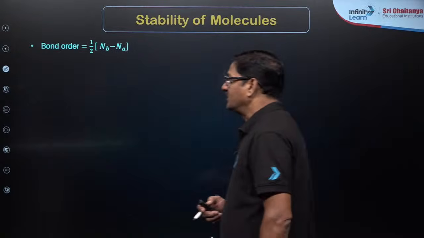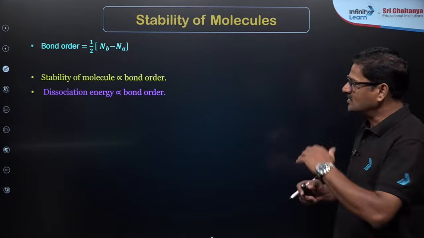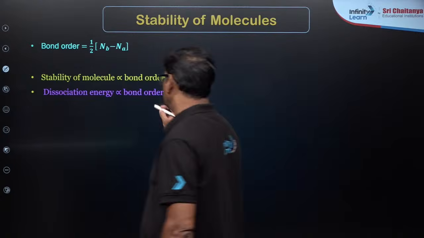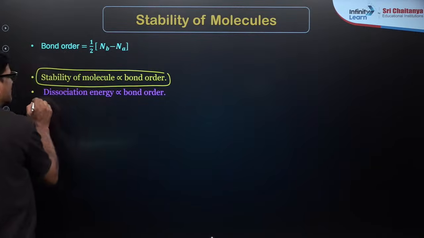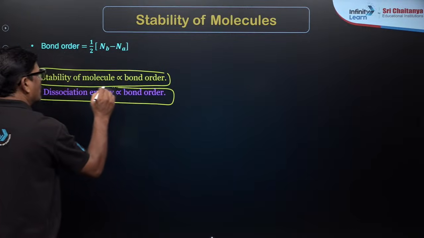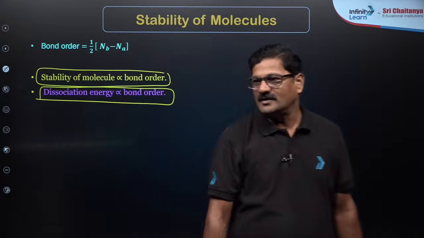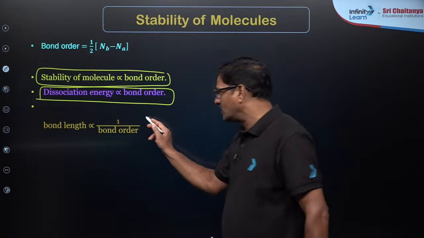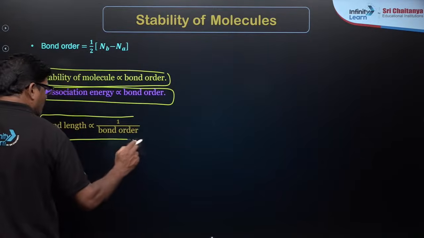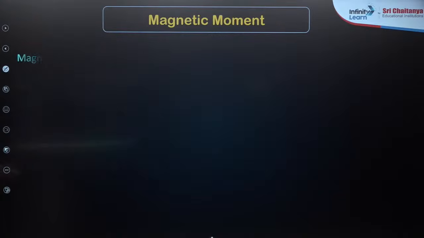Right, moving ahead, stability. Bond order is half into NB minus NB. So stability of the molecule is directly proportional to the bond order, and dissociation energy and bond strength are directly proportional to the bond order. Also, bond length is inversely proportional to the bond order. So these are all the noteworthy points you need to know. And also another important point, magnetic moment.